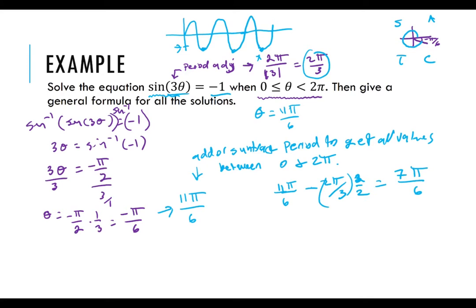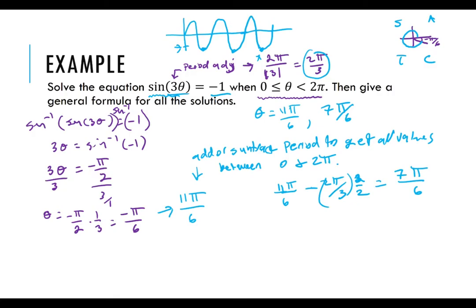So I claim that one of my other solutions now is 7 pi sixths, because 7 pi sixths is between 0 and 2 pi. If you plug it back into sine of 3 theta, sine of 3 times 7 pi sixths, you will confirm that that is exactly one of our other solutions. Well then, what else can we do?